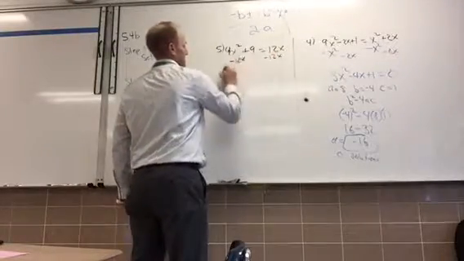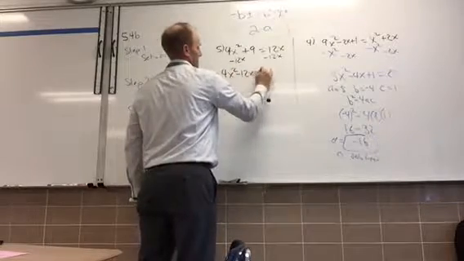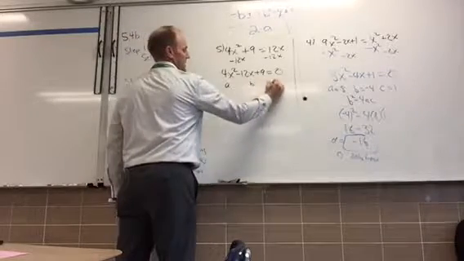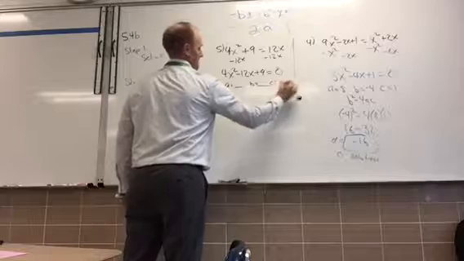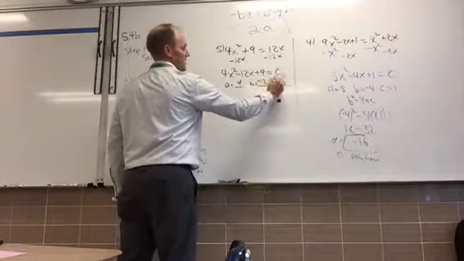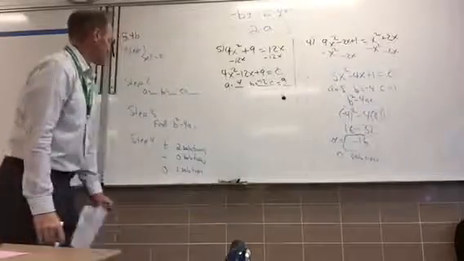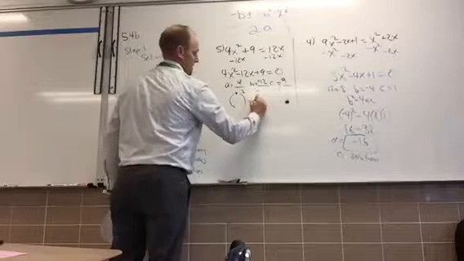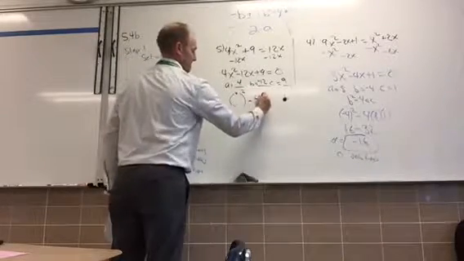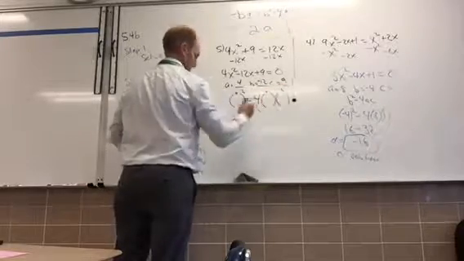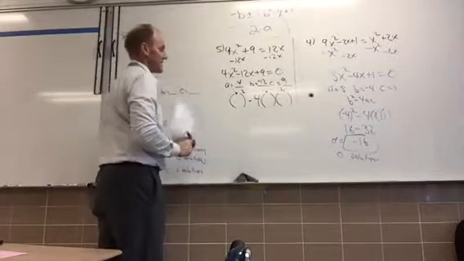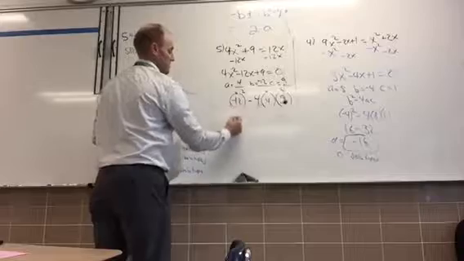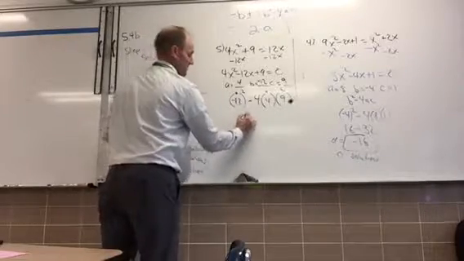Set this equal to 0. Step 2. Identify your A, your B, and your C. Step 3, find b squared minus 4ac. Let's see, so b is negative 12, A is 4, C is 9. So 12 times 12, negative times negative, makes it 144.